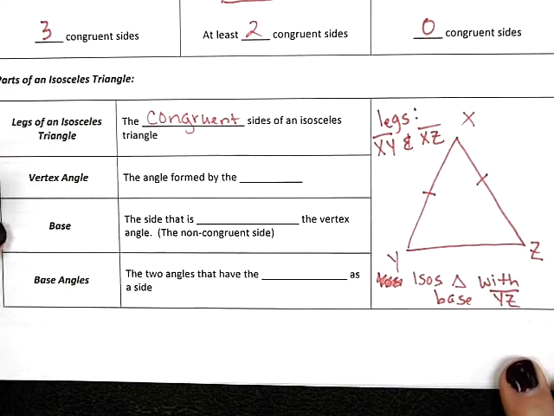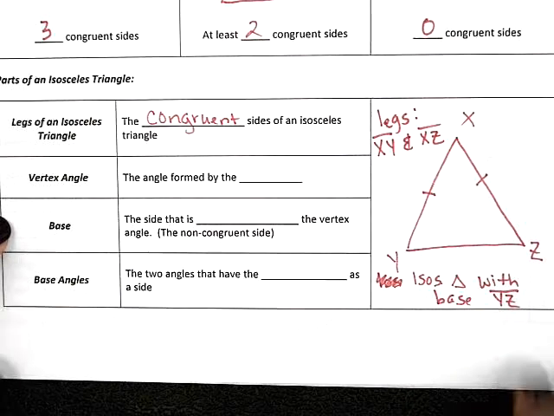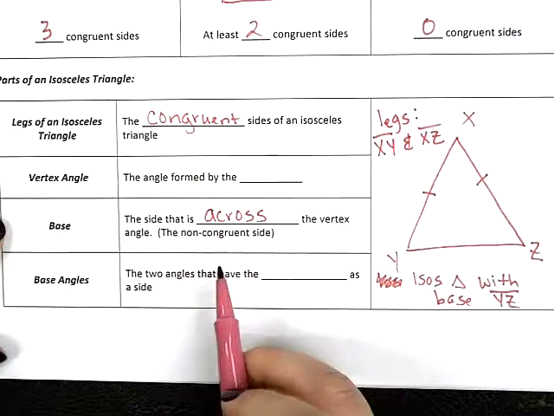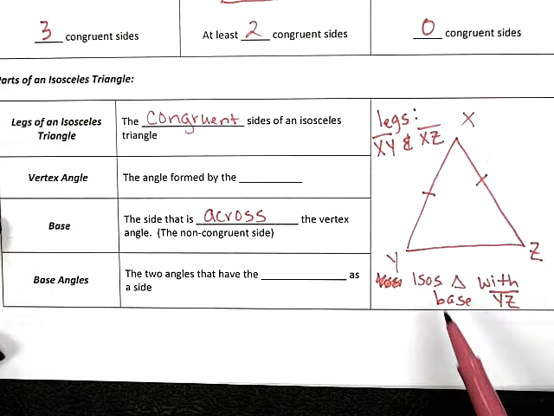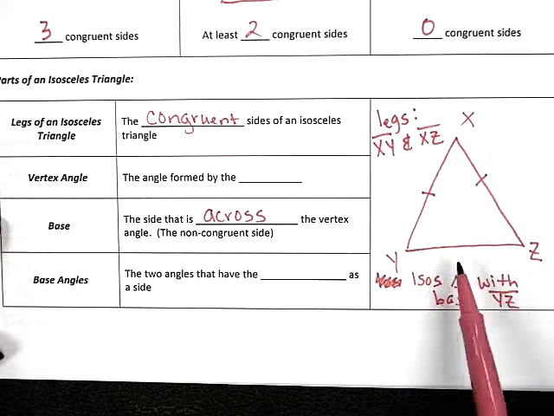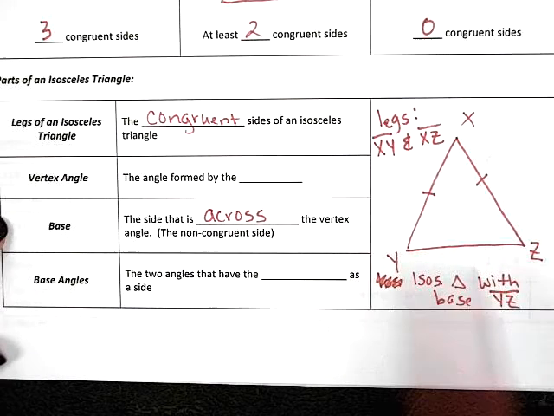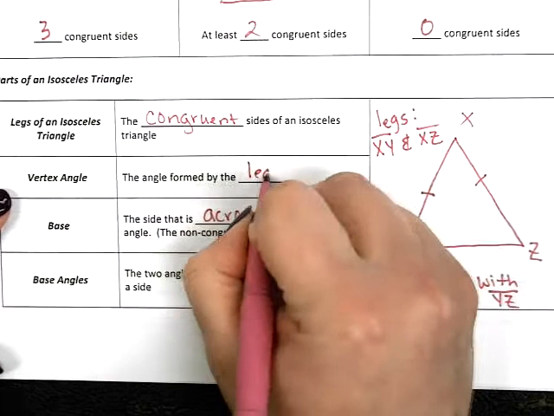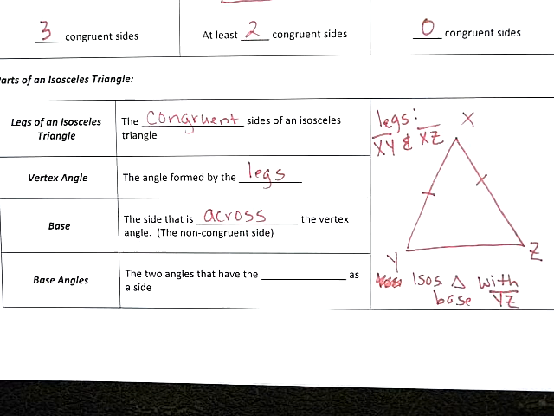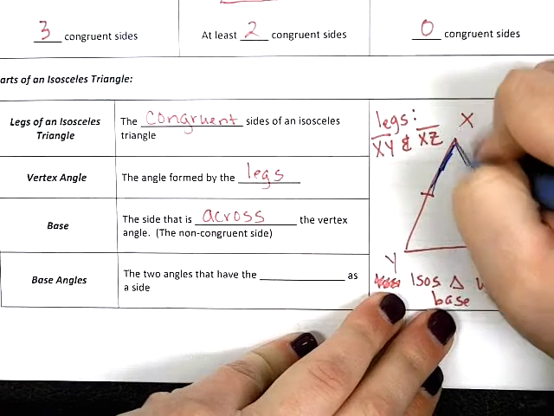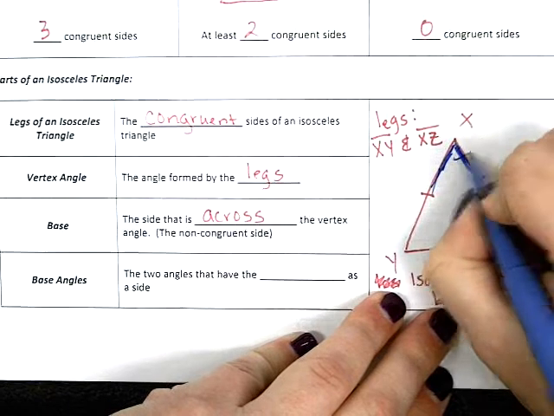Let's actually jump down to base, okay? It's the side that's across from the vertex angle. It's the one that's not congruent. So that's why over here I said this is an isosceles triangle with base YZ. YZ is the one that's not congruent to the other sides. Okay? The vertex angle is the angle that's formed by the legs. So when we look at our picture, XY and XZ, they both share X, okay? The angle that's created there, that's our vertex angle.